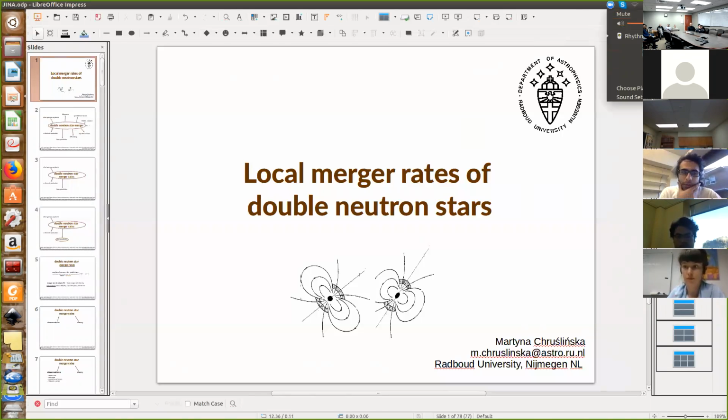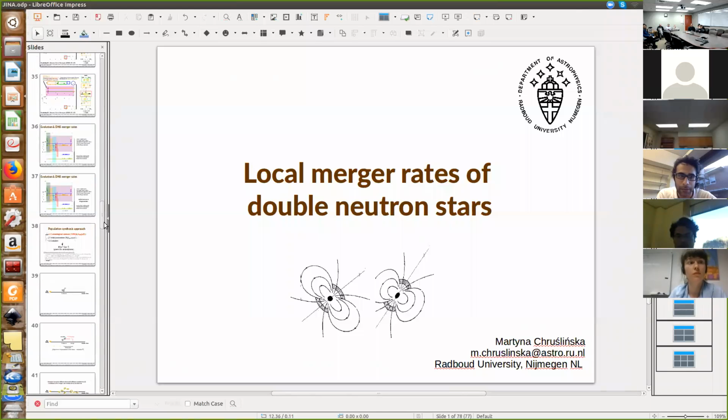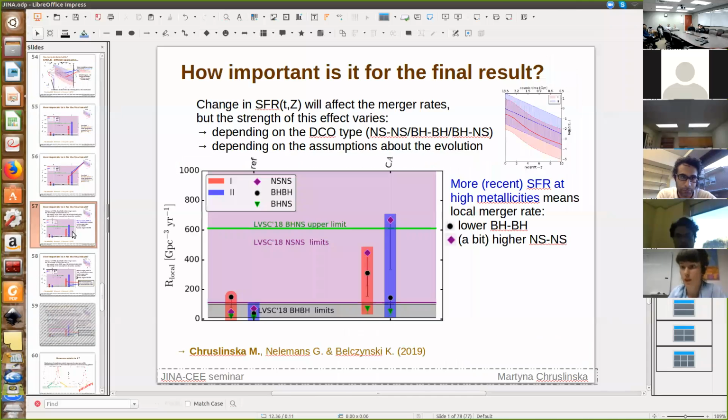I can start asking questions. If you go back to a few slides from your last slide, showing the red and blue comparison for black hole merger rate and neutron star merger rate. This one? Yes. So going from red to blue, I should be looking at the rightmost two bars, right? Yes. And going from red to blue, it says that the merger rate of the neutron stars increases, but for the black holes decreases.